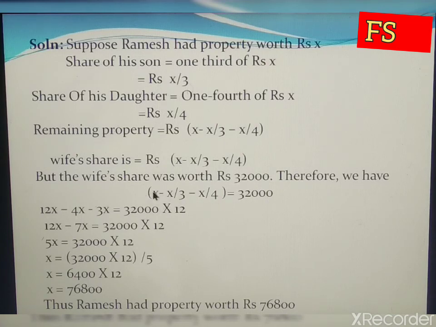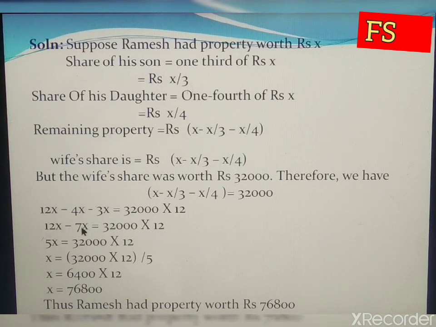So here we will be getting 12x minus 4x minus 3x is equal to 32,000 into 12. We have multiplied 12 here also and 12 here also, and then correspondingly we have multiplied 12 into x is 12x, 12 into x by 3. So 3 and 12 will cancel, so it will become 4x. Then 12 into x by 4, so it will become 3x. And right hand side 32,000 into 12. So 12x minus 4x and minus 3x is minus 7x. So 12x minus 7x is equal to 32,000 into 12.